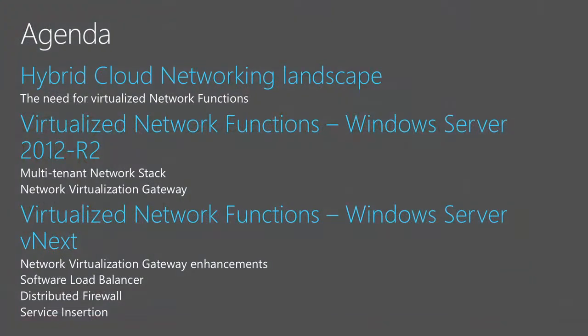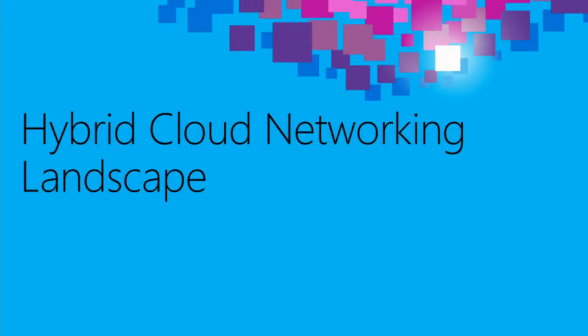So here is the agenda for the talk today. We'll start off by looking at the landscape for hybrid cloud networking, look at why virtual network functions are actually needed, and then we'll take a deep look at all the different virtualized network functions that we are offering in 2012 R2 and in Windows Server V next. So let's start with the landscape.